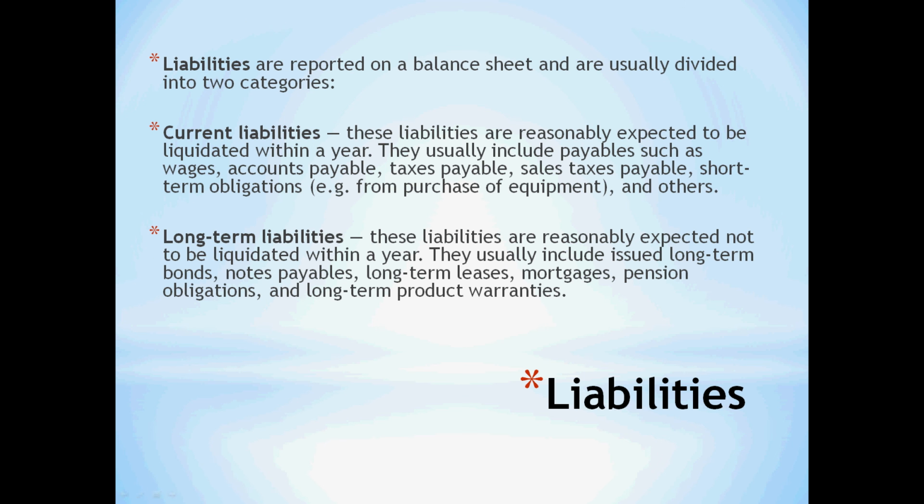Liabilities are reported on the balance sheet and are usually divided into two categories. Current liabilities are reasonably expected to be liquidated within a year. They usually include payables such as wages, accounts payable, taxes payable, sales taxes payable, short-term obligations for the purchase of equipment, and others. Long-term liabilities are reasonably expected not to be liquidated within a year. They usually include issued long-term bonds, notes payable, long-term leases, mortgages, pension obligations, and long-term product warranties.